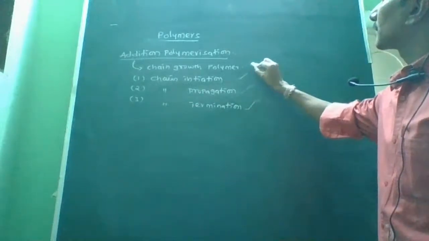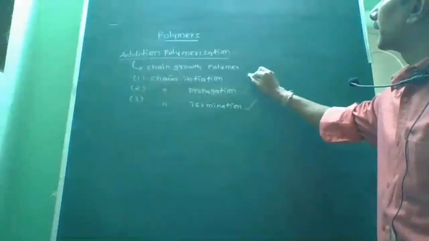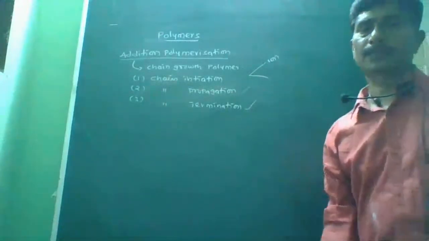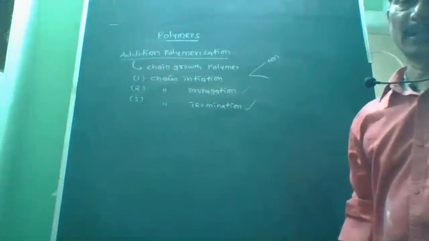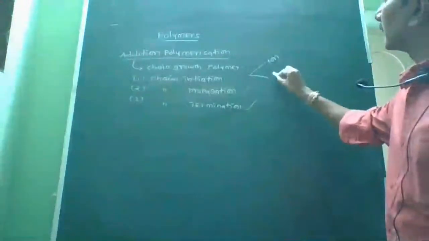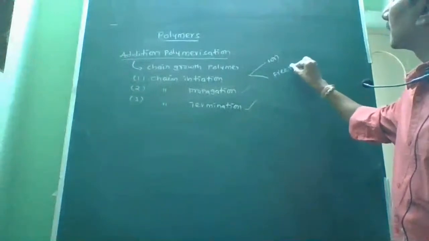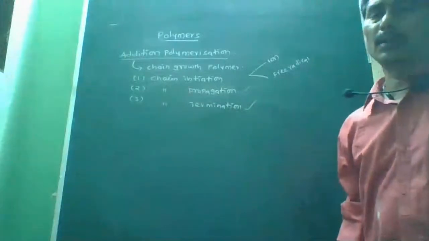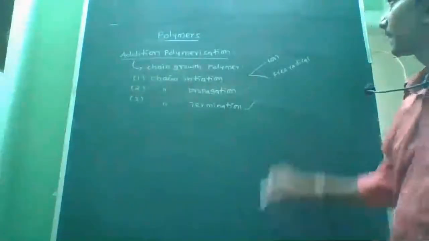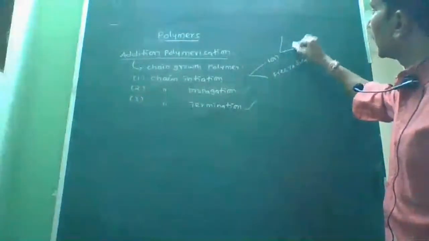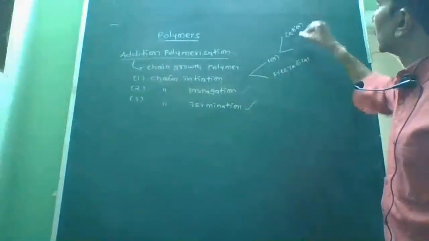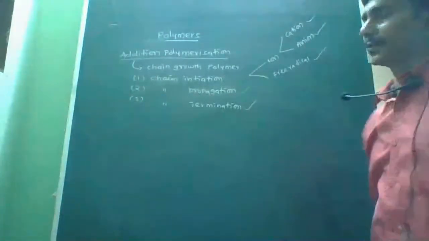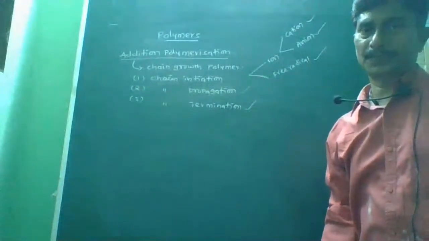If the chain initiation is done by an ion, then it is called ionic polymerization. If it is done by a free radical, called as the free radical polymerization. Ion may be two types again: cation, ionic polymerization, and the free radical polymerization.